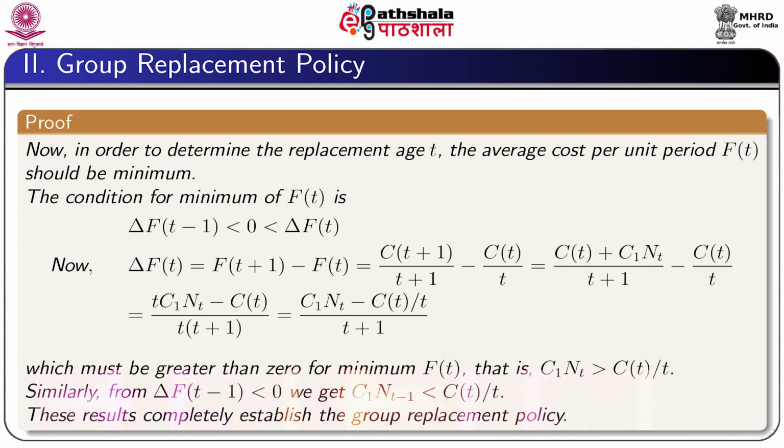and if we combine these two results, then we get C_1 n_{t-1} less than C_t by t, which is less than C_1 n_t, and this completes the group replacement policy.